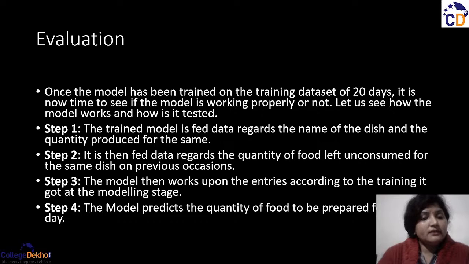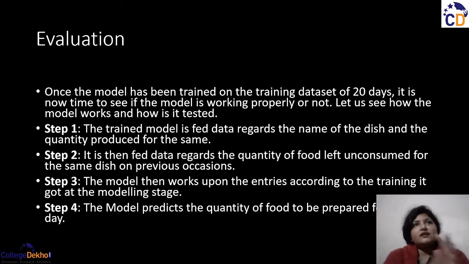Then step 3, the model works upon the entries according to the training it got at the modeling stage. Step 4, the model predicts the quantity of food to be prepared for the next day. Now based on your three factors, you are training the model, and you are checking at the same time whether it is giving the accurate output or not.